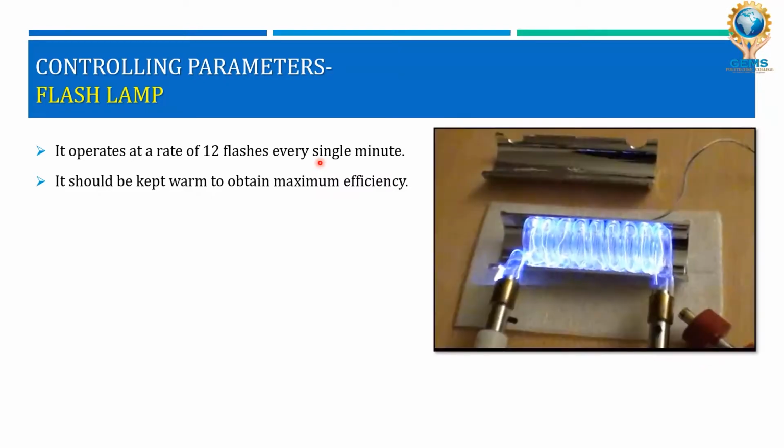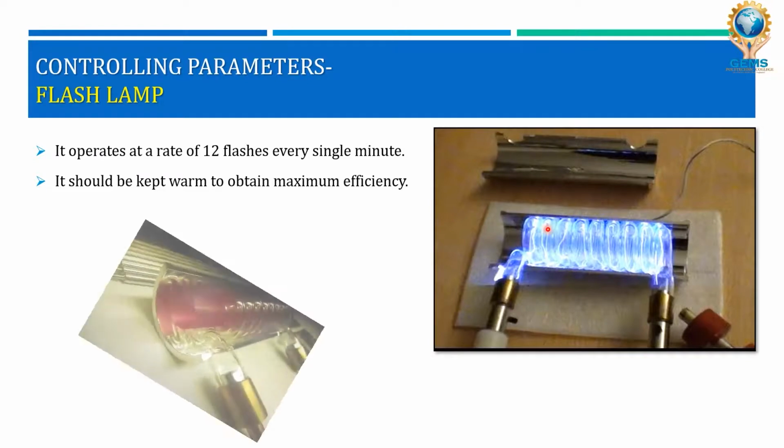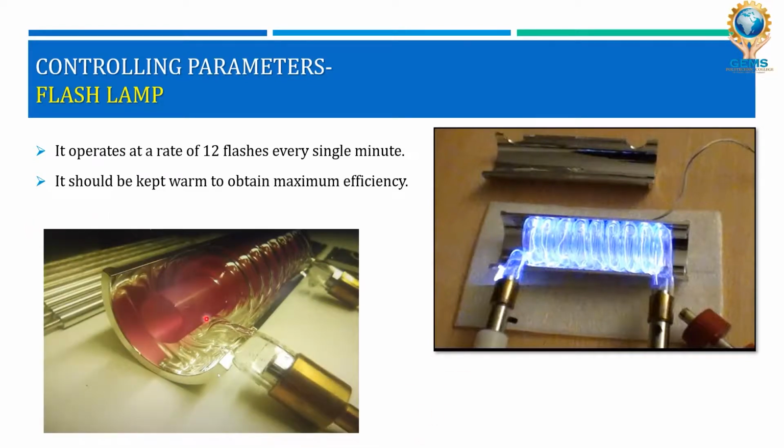So this is how the flash lamp looks like. We already saw that in the second lecture. This is how the flash lamp operates when you are giving the power supply. Inside the flash lamp, we know it is filled with argon, xenon and krypton, and some rare gas. This is how the normal flash lamp looks.